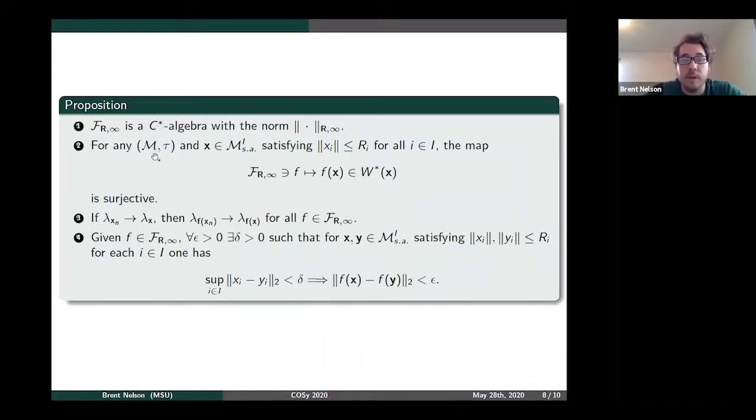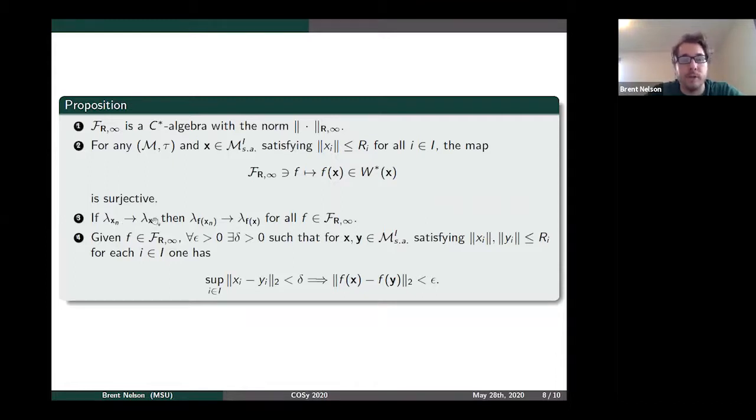And additionally, if you fix a tracial von Neumann algebra and take a tuple satisfying this bound condition, then in fact this evaluation map is a surjection onto the von Neumann algebra generated by X. Meaning you can take anything in the von Neumann algebra of X and witness it as f of X. You can witness it as some evaluation of a function, an element in FR infinity. And then moreover, say you've got some convergence of laws here. Remember that just means pointwise convergence on the abstract polynomials.